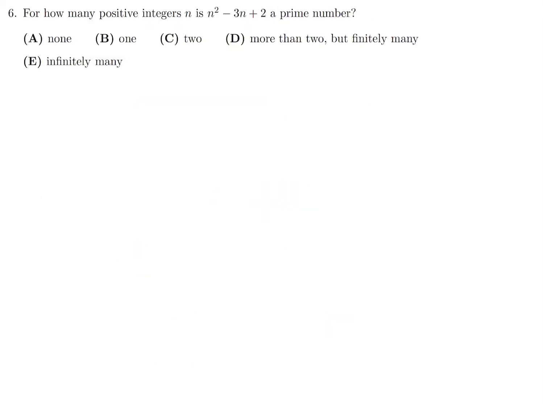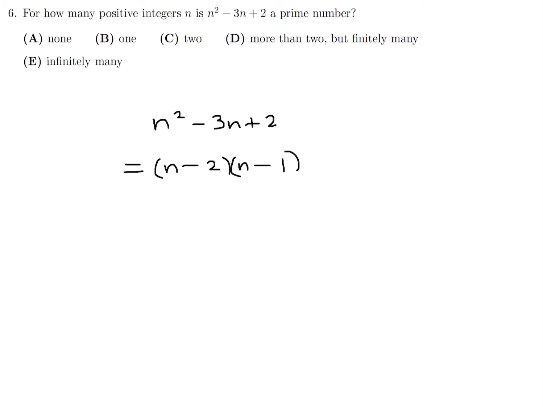For how many positive integers is n squared minus 3n plus 2 a prime number? Okay, so n squared minus 3n plus 2. And they want this to be a prime number, so we have to figure out how many values of n will give us a prime number for this expression. We can factor it and kind of figure out how to proceed with this question. Is that a proper factors of that? I think so.